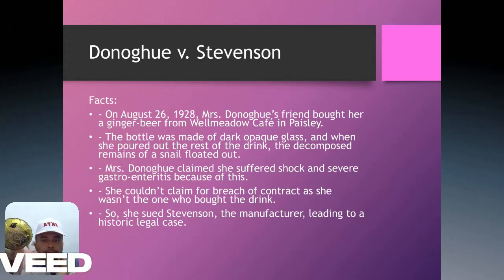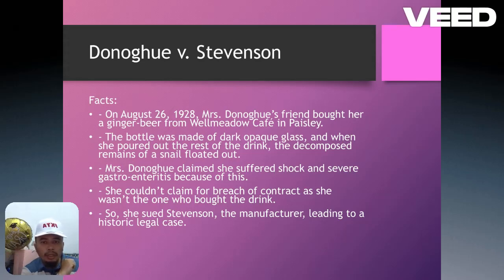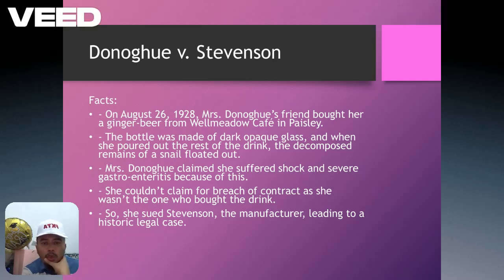So, to show an example of a tort case, in this case Donoghue versus Stevenson, the facts of the case: on August 26, 1928, Mrs. Donoghue's friend bought her ginger beer from Will Meadow Cafe in Paisley. The bottle was made of dark opaque glass, and when she poured out the rest of the drink, the decomposed remains of a snail floated out. And Mrs. Donoghue claimed she suffered shock and severe gastroenteritis because of this.